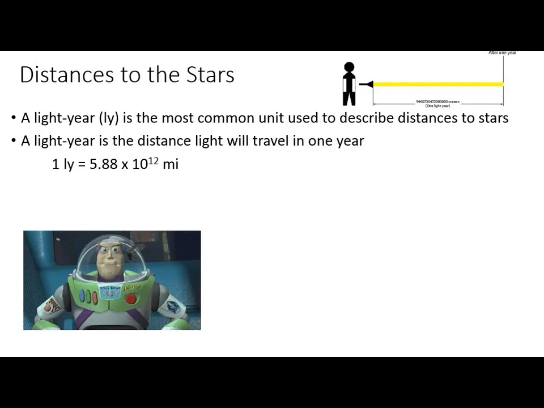The nearest star to us, and I don't think I have it in my notes, is actually the star called Sirius. It's the dog star in Canis Major. And that's the brightest star. The nearest star is about 4 light years from us.